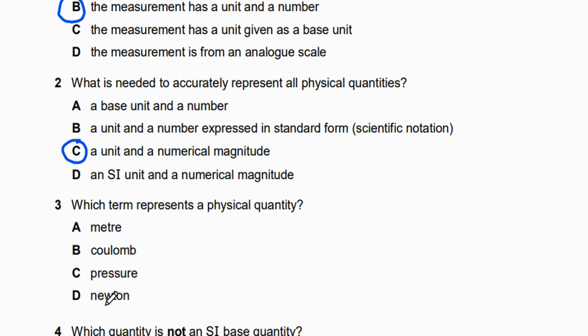In D we have the Newton, and we know that this is the unit of measurement for force. So the Newton is not a physical quantity, it's a unit of measurement. The answer here then is C. Pressure. We know that pressure equals force divided by area. And pressure is an example of a physical quantity.